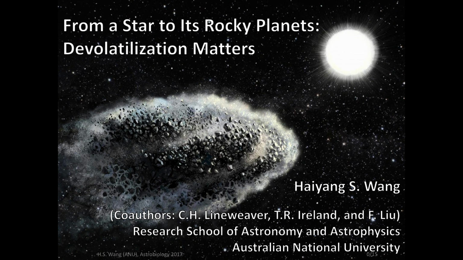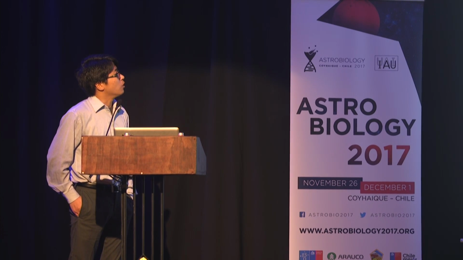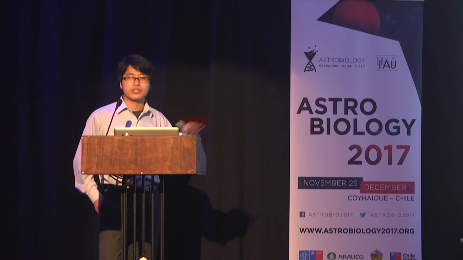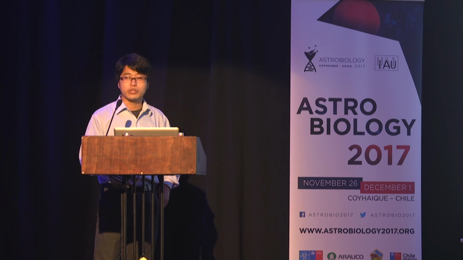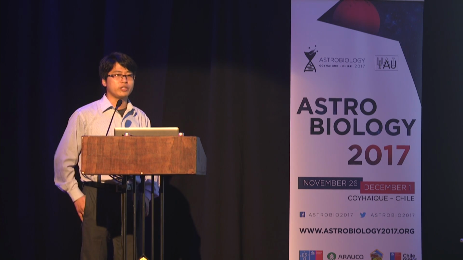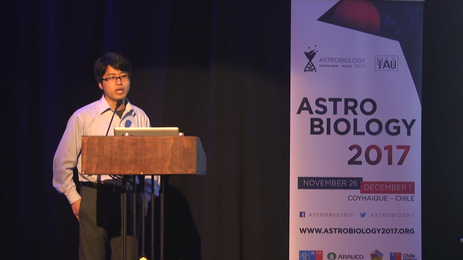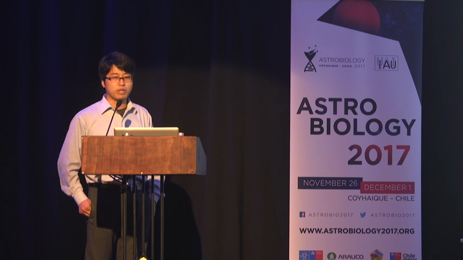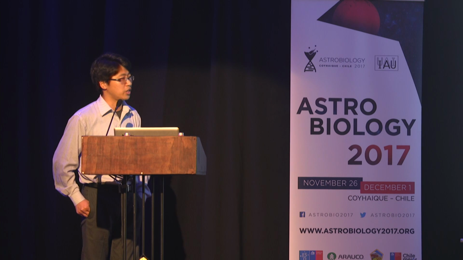The idea of this research is straightforward. We can envisage that the complex process of forming rocky planets is essentially a process of losing volatiles. So, from the protosun and the Earth, if we plot the abundance ratio as a function of condensation temperature, starting with the protosolar abundances, we could see that for refractory elements, their abundances are essentially identical between the terrestrial planet and the protosun, while moderately volatile elements are depleted in the Earth relative to the protosun.